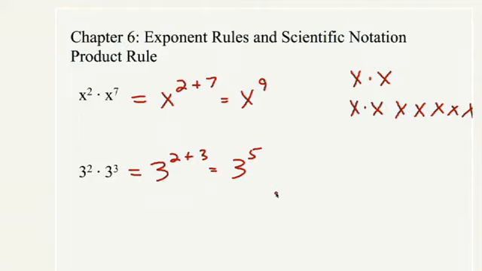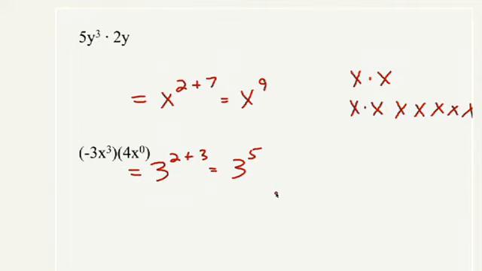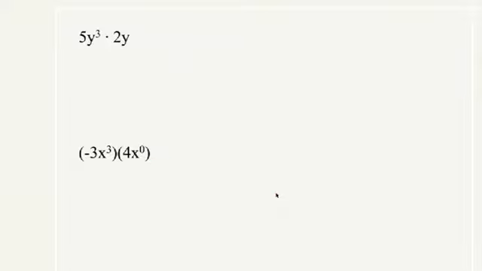All right, let's keep going. Here are some problems that combine the product rule with also multiplying some coefficients. Here I see 5y cubed times 2y. If you don't see an exponent, it's always understood to be the first power. So the 5 times the 2 is 10. And y cubed times y to the first is y to the 3 plus 1, or 4th power. So that one's just 10y to the 4th.